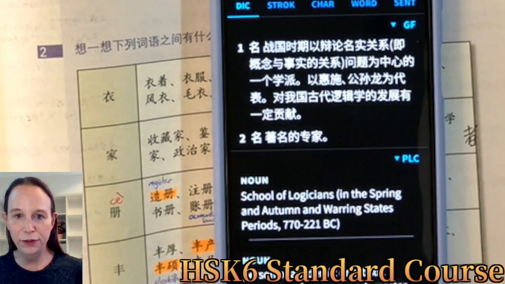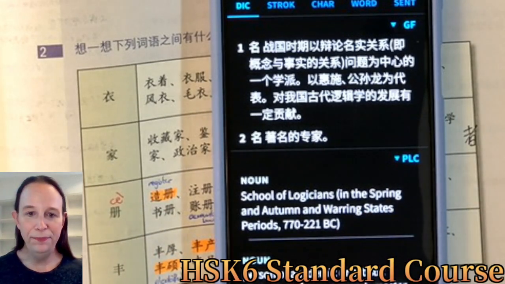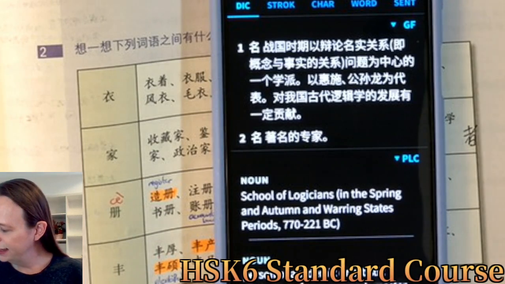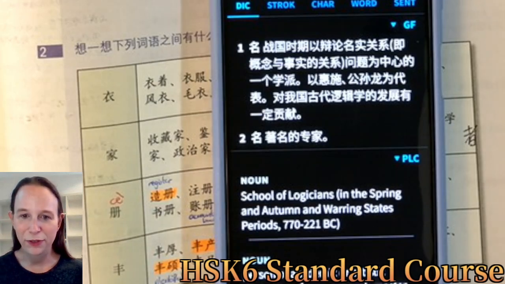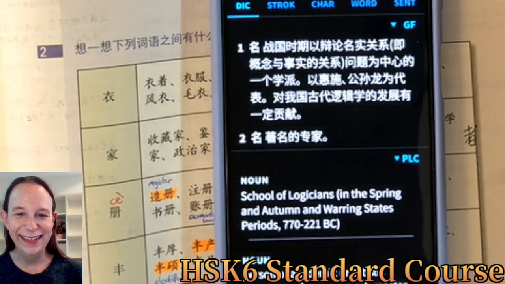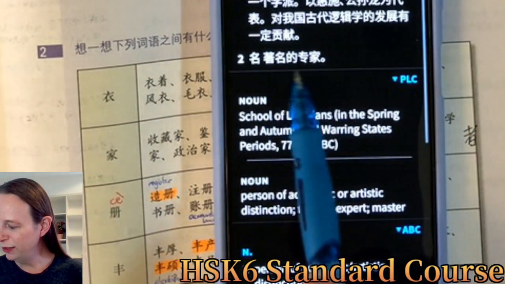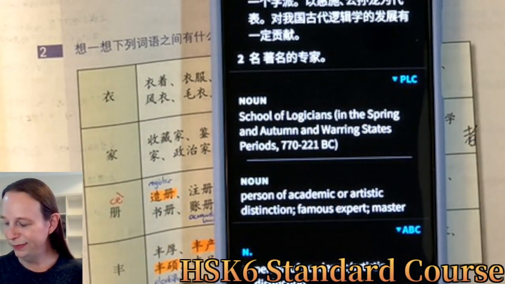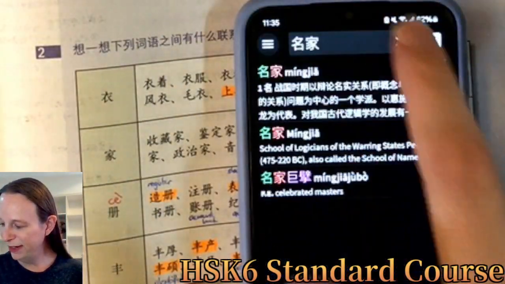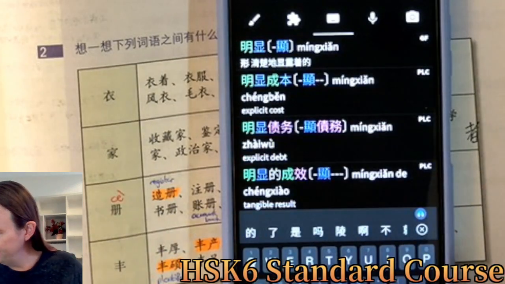It seems 战国时期, the Warring States period, it had a special meaning. 名家, so this is like Confucius, is it? I'm not sure. Maybe I need to get my timelines right. Yeah, 著名的专家. Yeah. You probably know things like 明星. 明星.